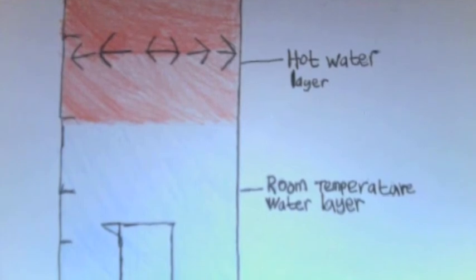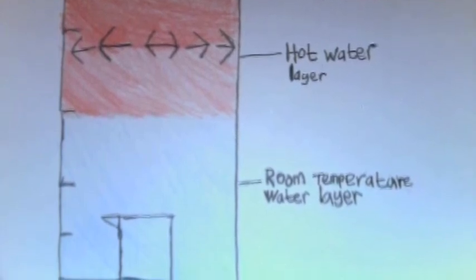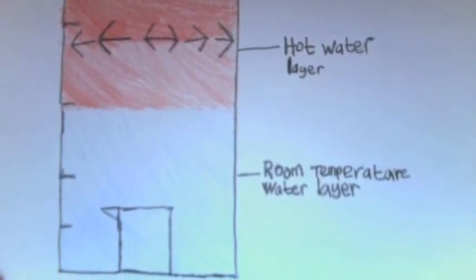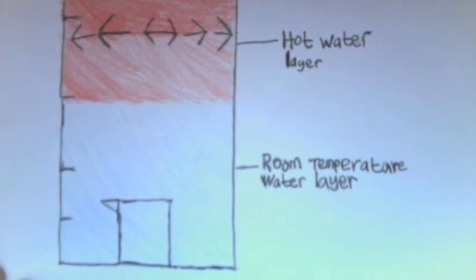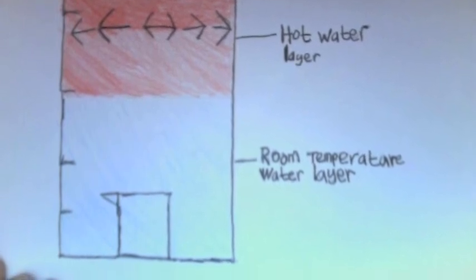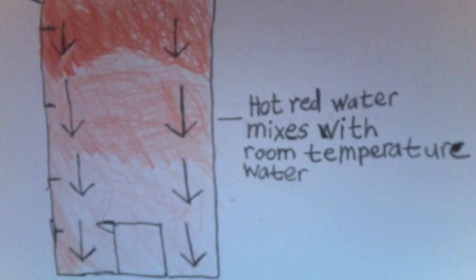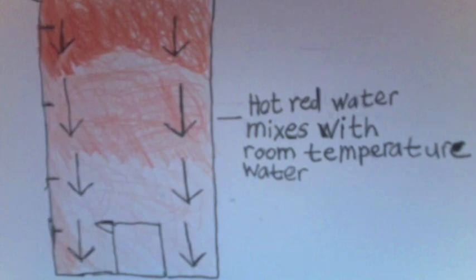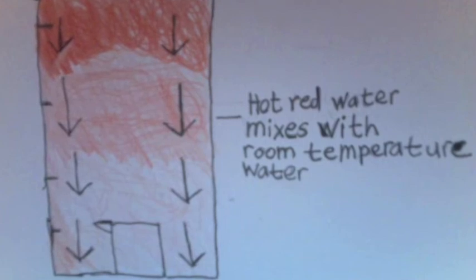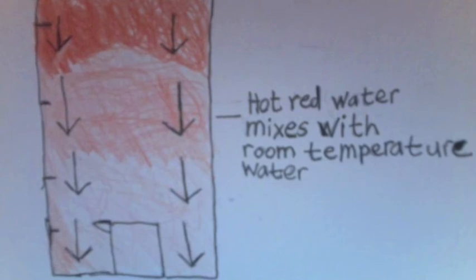The two different types of water hadn't quite blended together yet. This was because the room temperature water was more dense than the hot red water. Finally, the red hot water falls as it is slowly becoming blended with the room temperature water. Finally, as the red hot water touches the surface of the larger beaker, all the water has turned red.